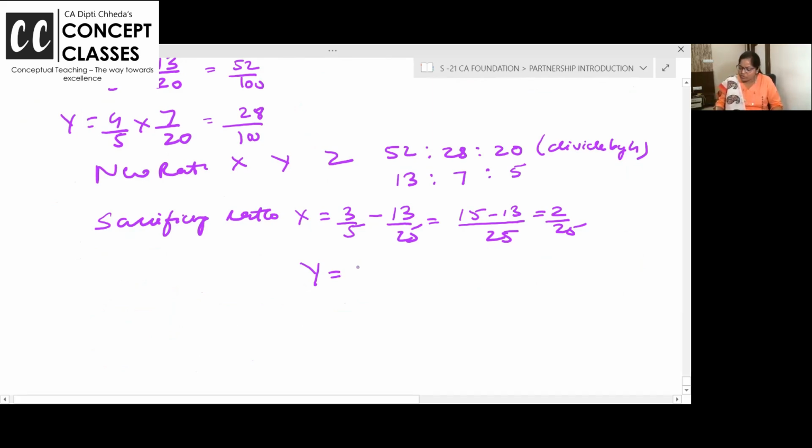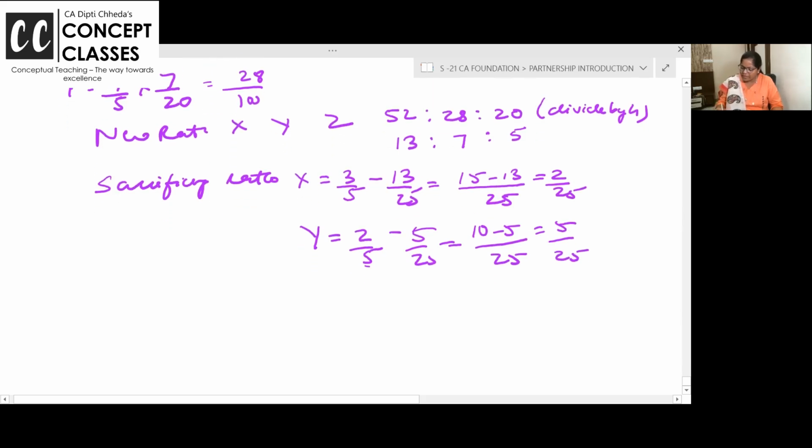Y का old ratio कितना था? 2 by 5. New ratio कितना है? ये रहा 5 by 25. So can we do LCM? 5 and 25. 5 into 2, 10 minus 5. 5 by 25. So can we say sacrificing ratio is equal to 2:5. Sacrificing ratio is 2:5.